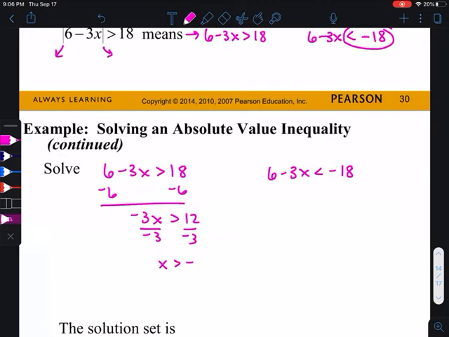Oops. Mistake on Mrs. Barishman's part. What happens when we divide by a negative? I was going too fast. You have to flip your inequality sign, right? 12 divided by a negative 3 would be a negative 4.